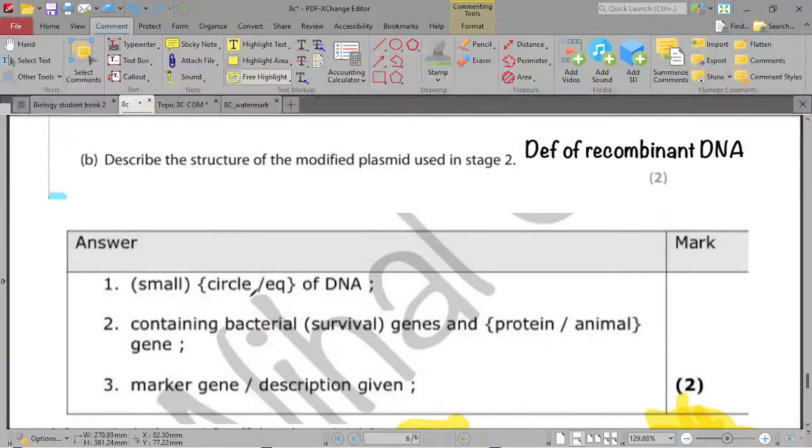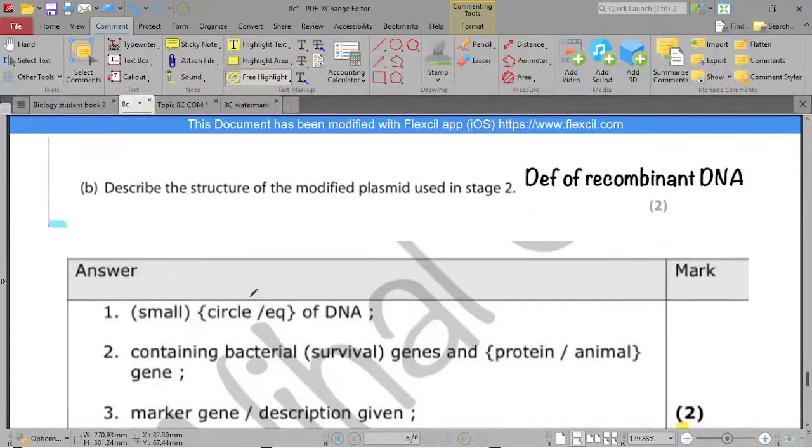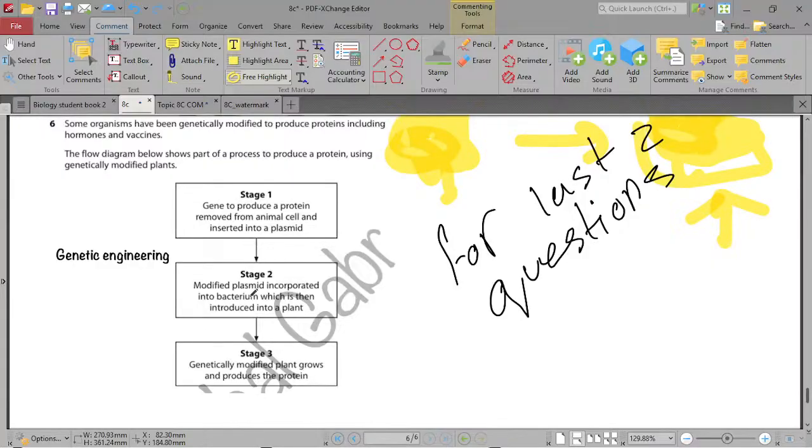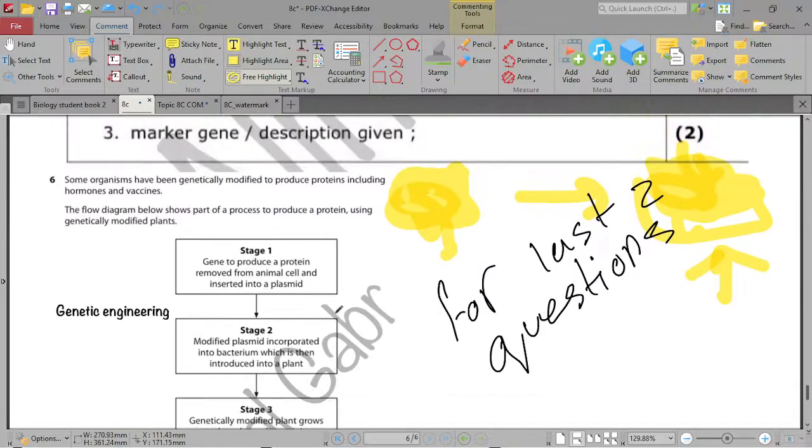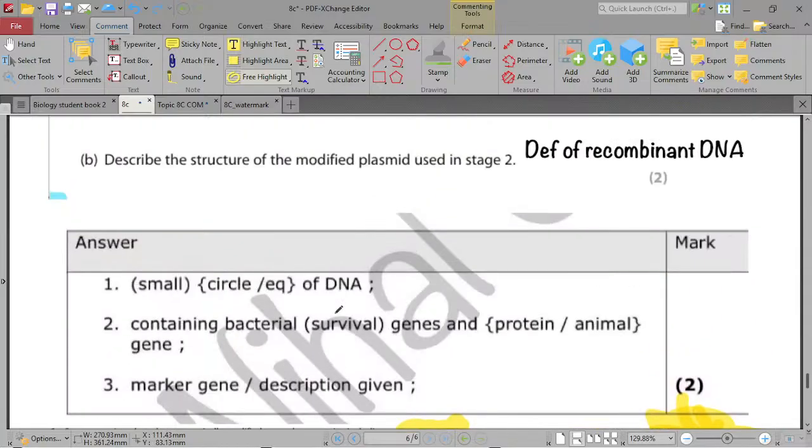Yeah. Then describe the structure of the modified plasmid used in stage 2. Modified plasmid incorporated into bacterium, which is then introduced into the plant. So describe the structure of the modified plasmid. It is just like a circular piece of DNA with some alien DNA in it.